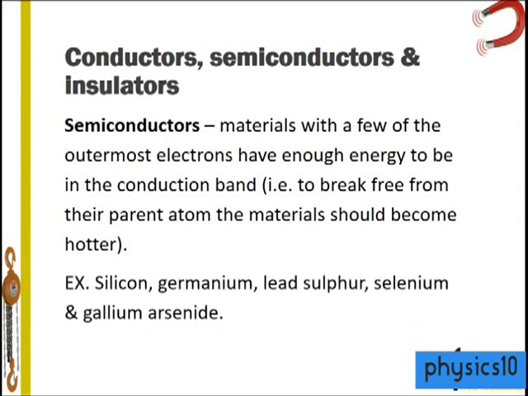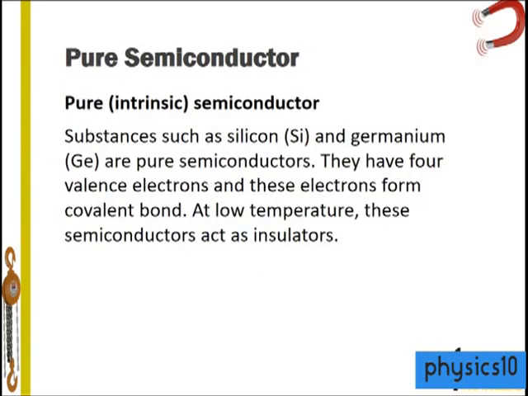And examples of this type of material are silicon, germanium, lead sulfide, selenium, and gallium arsenide. So these are examples of semiconductor type materials which tend to have this ability. And those which have things added to them in terms of elements and other materials are called extrinsic semiconductors. And we're going to have a look at the difference between the two.